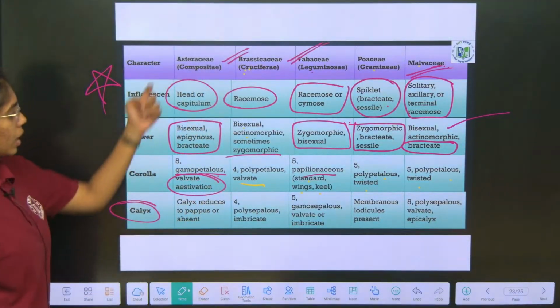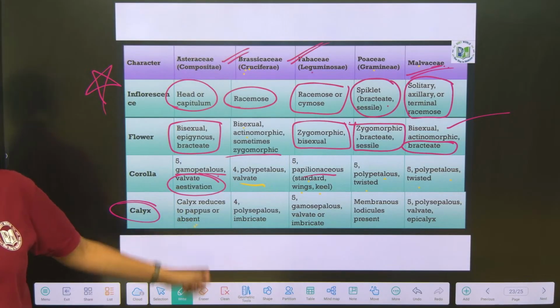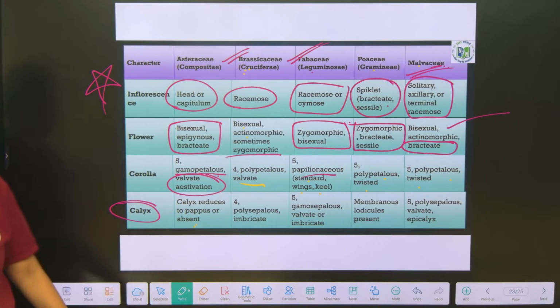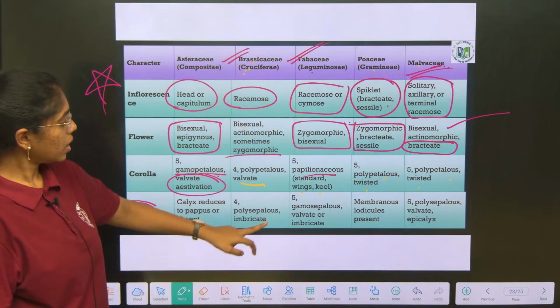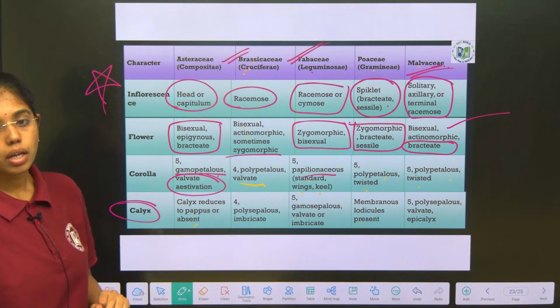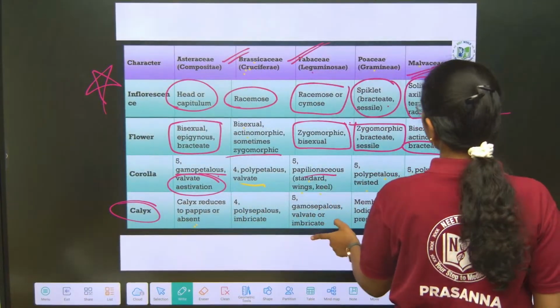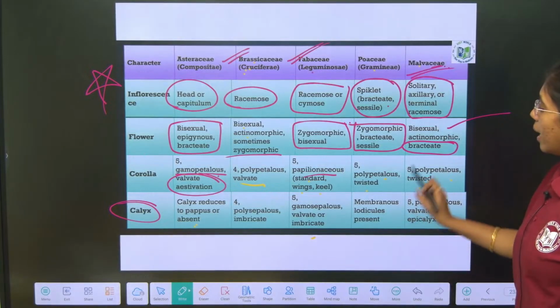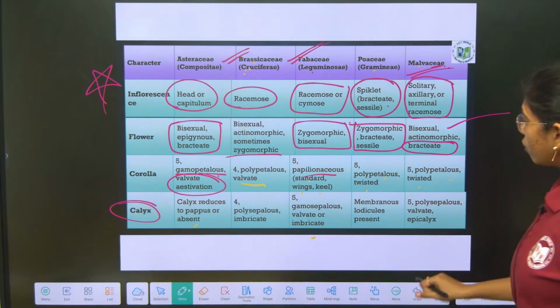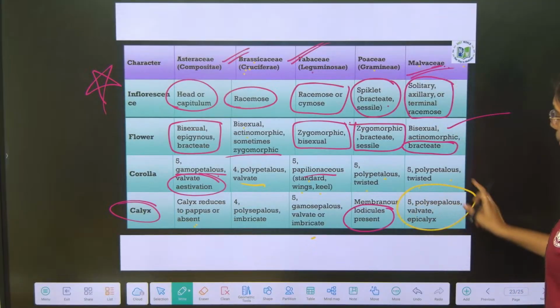Calyx. Calyx is reduced to pappus in which family? Asteraceae family. Brassicaceae, polysepalous, and it has what type of aestivation? Imbricate aestivation. Fabaceae, gamosepalous and imbricate. Poaceae, where perianth is further reduced to what? Lodicules. Malvaceae, polysepalous, valvate or epicalyx.